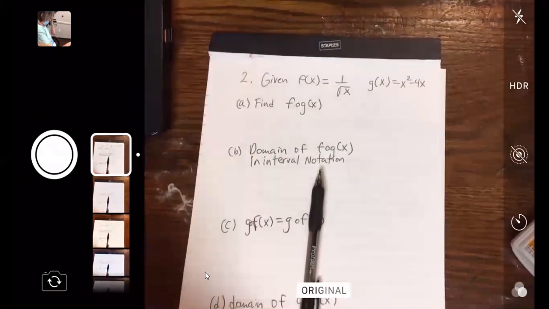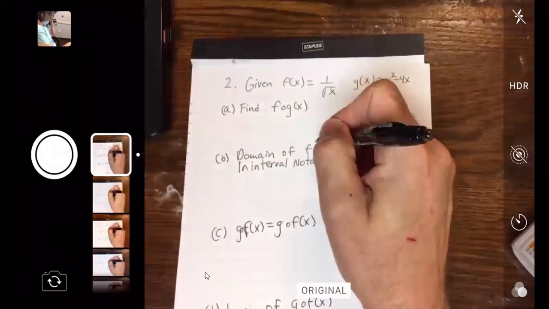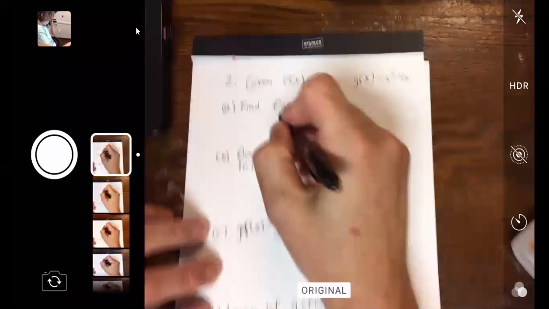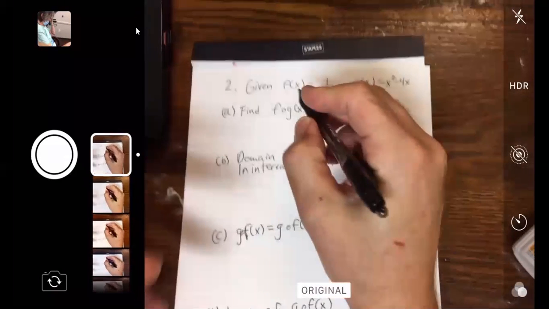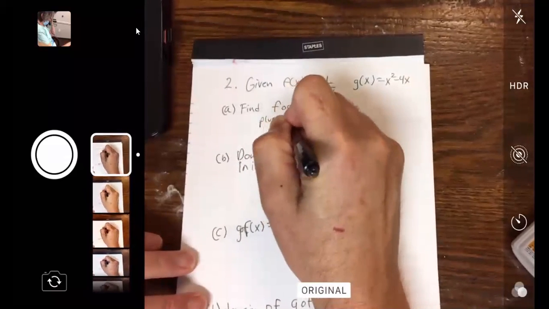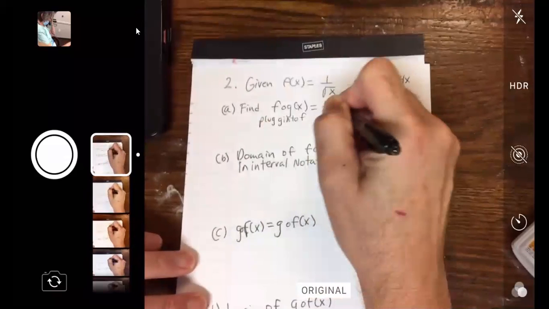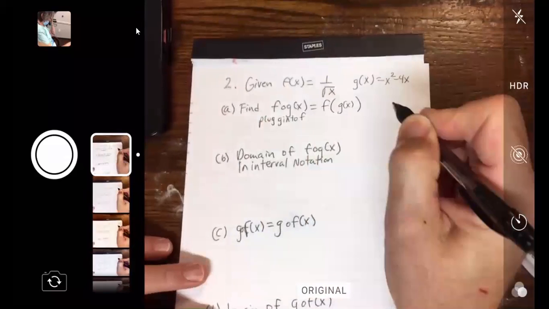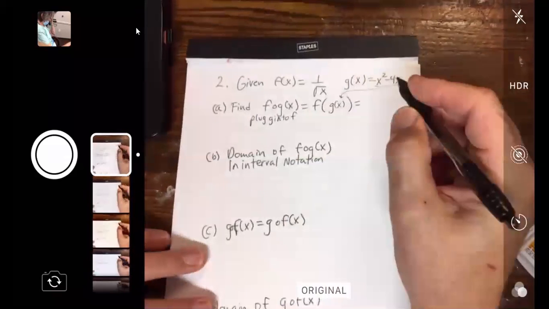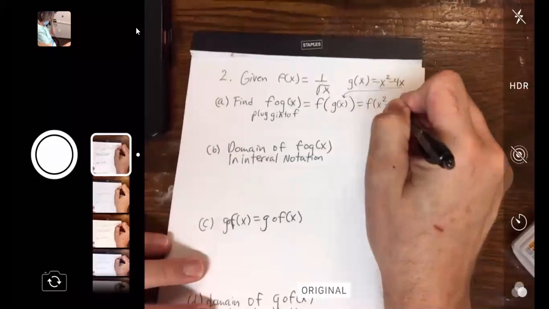Okay, I'm back. So you want to start with part A, part B, from the beginning? Yeah, we'll start from the beginning. Okay. So the little circle means composition, means plug g into f. So this is read f in parentheses, then g of x. I put the formula for g of x there. I'm writing out all the steps; you may or may not need to do that. That would be f of x squared minus 4x.